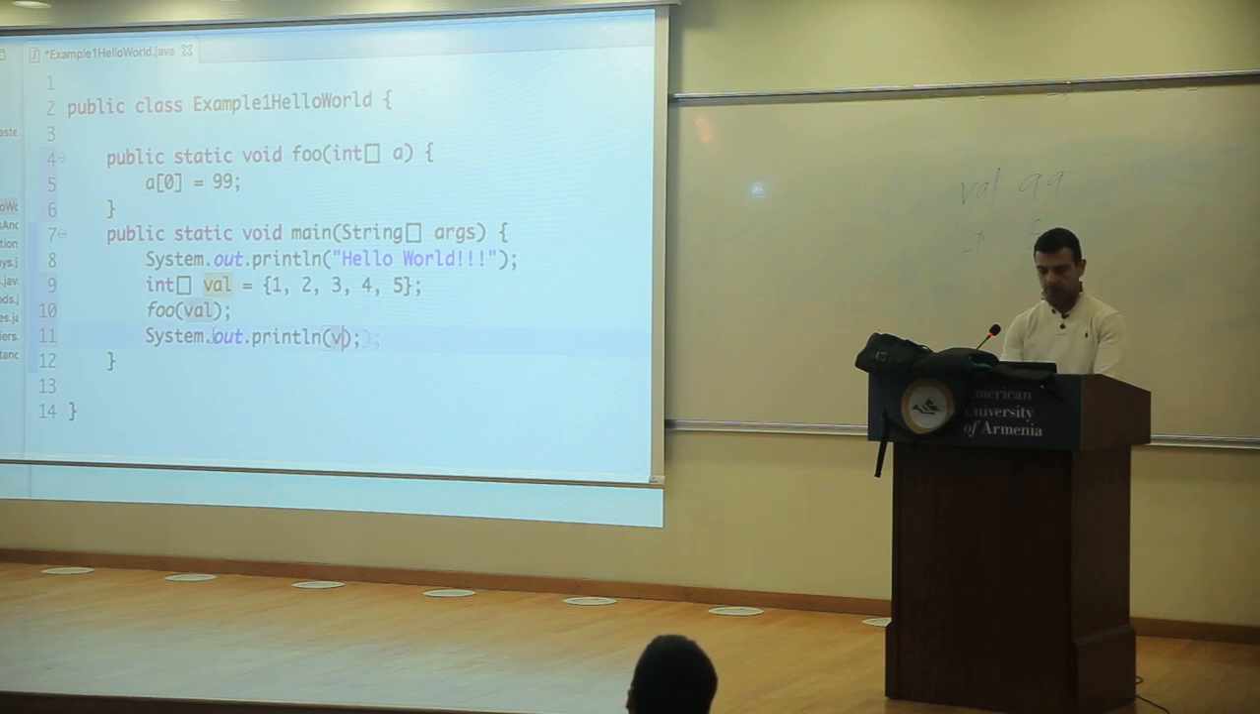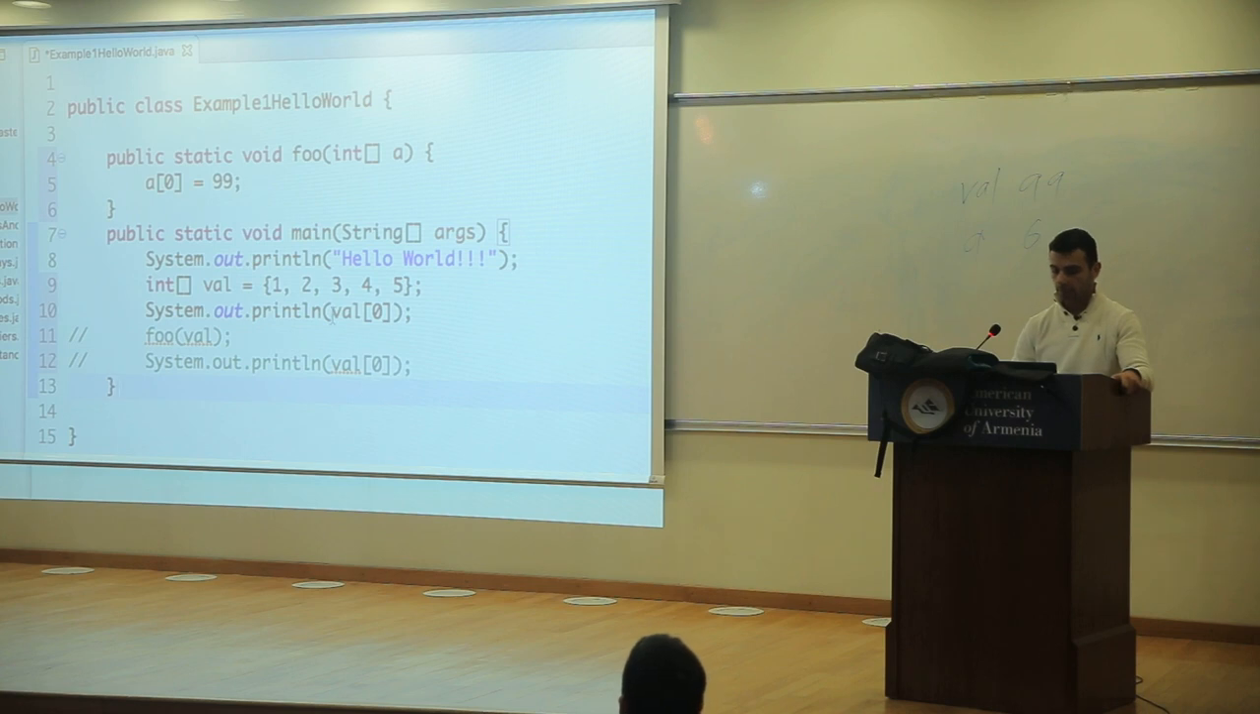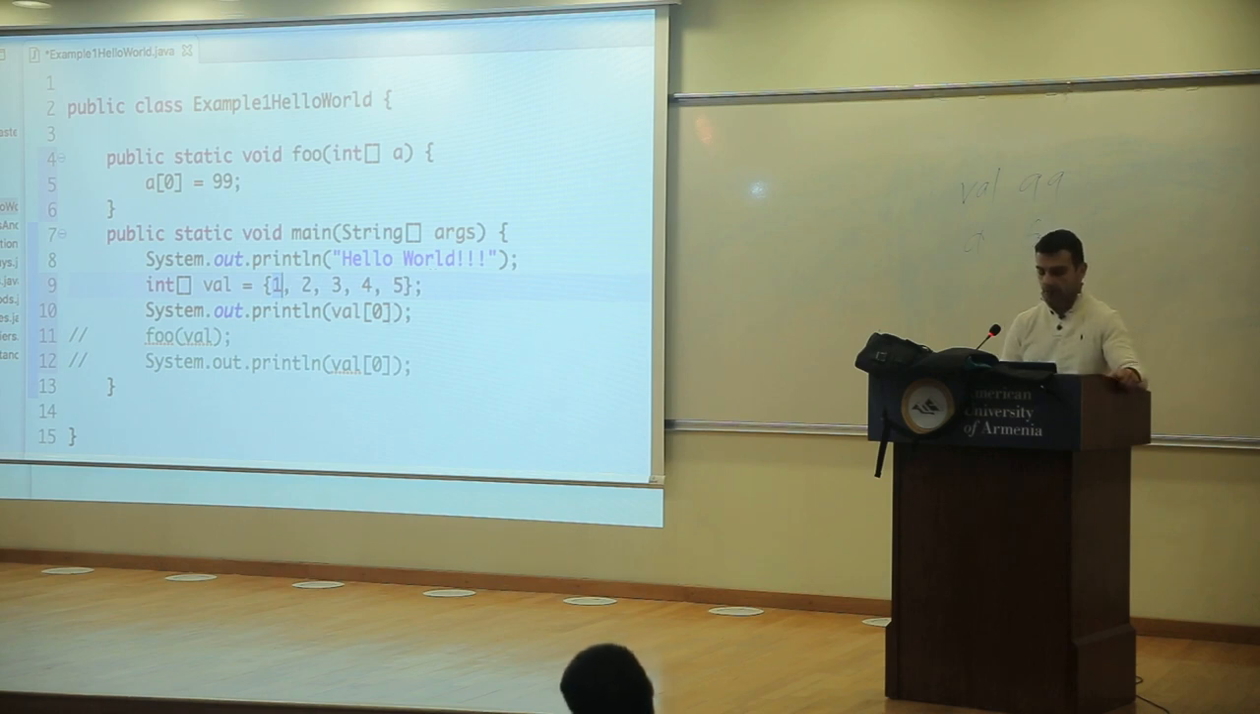So here I want to print val of 0. If I do this, what will I see on the screen? 1, right? Index 0 has a value of 1. That's simple, right? It's an array. It's a list, which has 1, 2, 3, 4, 5 inside. The thing at index 0 has a value of 1, index 1 has a value of 2, and index 3 has a value of 4. We know this, it's just arrays. Nothing new.